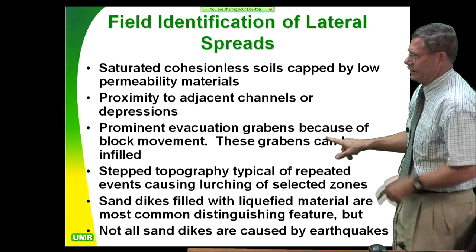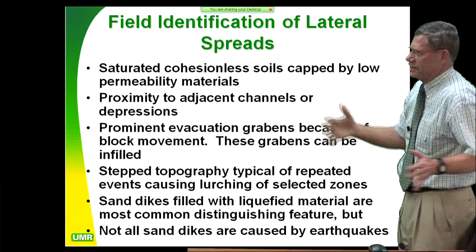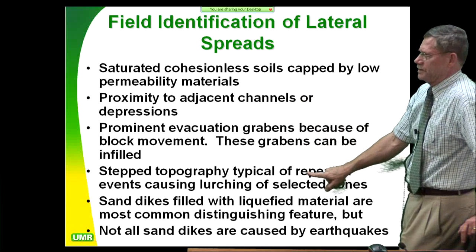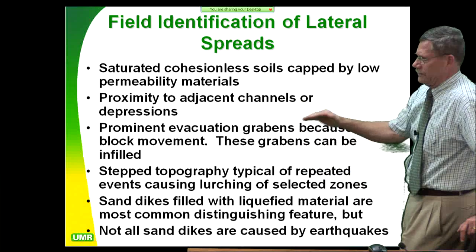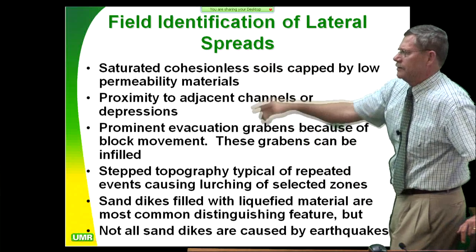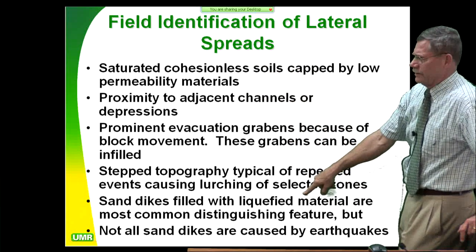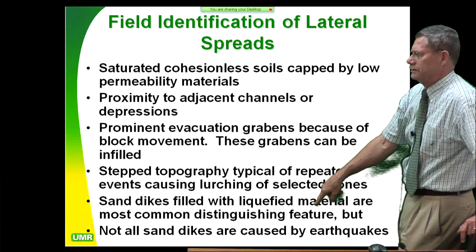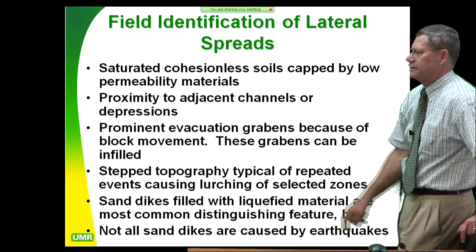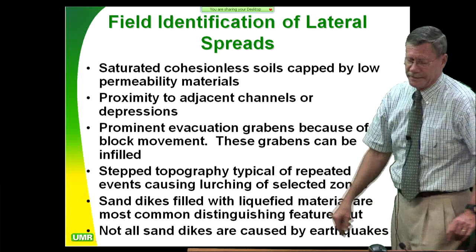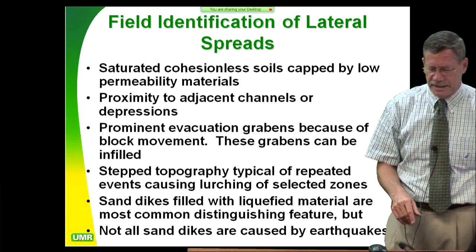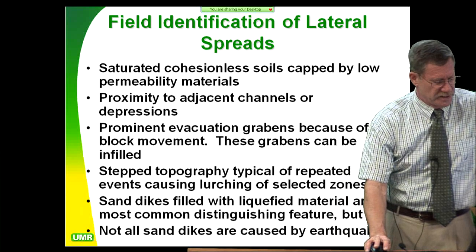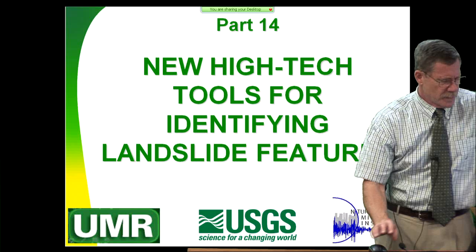You have to have prominent evacuation grabens because of the block movement. So you're looking for these big arcuate features. And then step topography is typical of these retrogressive blocks going back. And then sand dikes with liquefied material are the most common distinguishing feature. But not all sand dikes are caused by earthquakes. Everybody thinks they are, but there's other things that actually cause sand dikes, not just earthquakes. You can actually get them from just conventional landsliding.